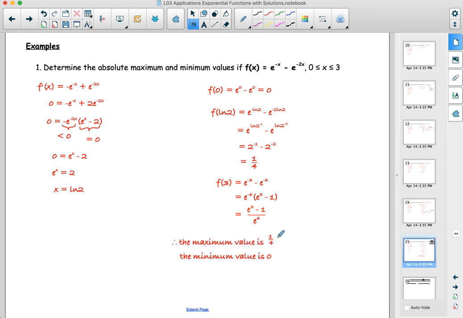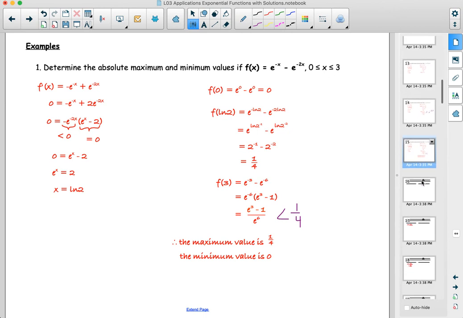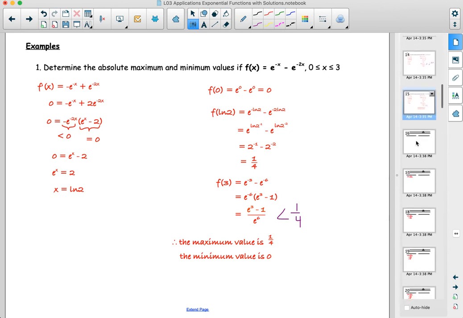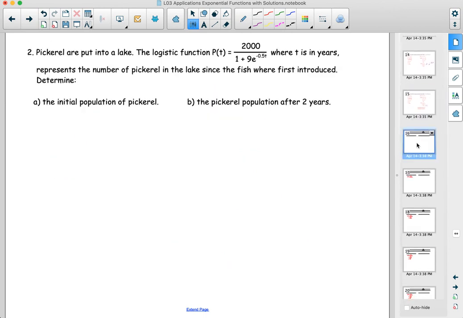So the maximum value is going to be 1/4, and the minimum value is going to be 0, because that's less than 1/4. All right, that was our first example using exponential functions. Let's move on to our second example.